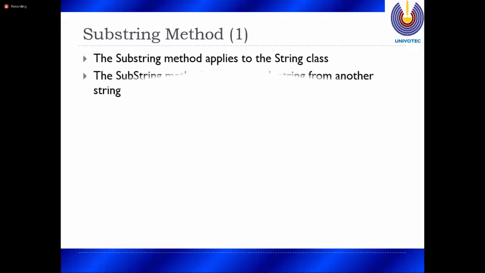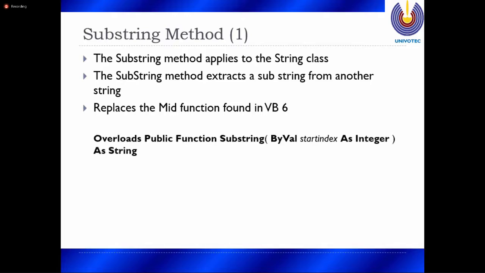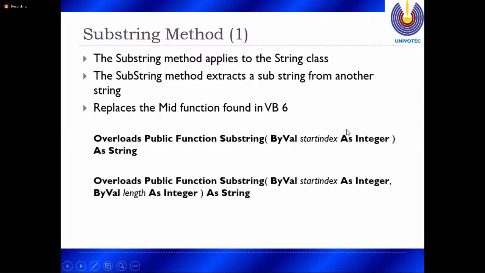Substring method. The Substring method applies to the string class. Okay, String is the class. The Substring method extracts a substring from another string. It also has another one, Replace, which in Visual Basic 6 they used as a function. But here, Substring also you can use as an overloaded public method, with a starting index and an integer. Then you can use that to make the substring.